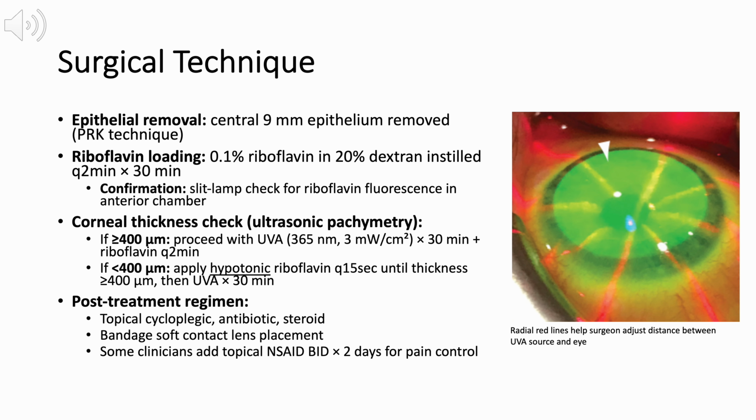A corneal thickness check using ultrasonic pachymetry is then carried out to ensure safety before UVA exposure. If the exposed stroma measures greater than 400 microns, UVA irradiation is delivered for 30 minutes, with riboflavin instilled every 2 minutes to maintain saturation. If the thickness is less than 400 microns, a hypotonic riboflavin solution is applied every 15 seconds until the cornea swells to at least 400 microns, after which standard UVA treatment is initiated.